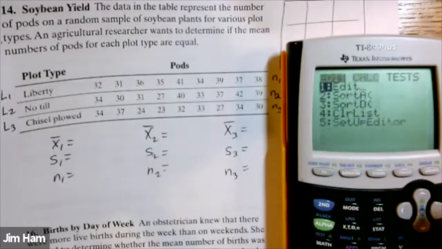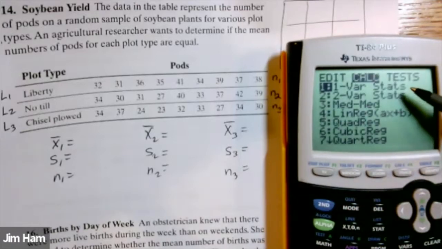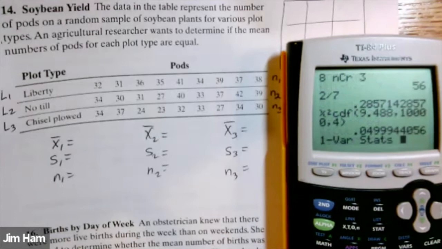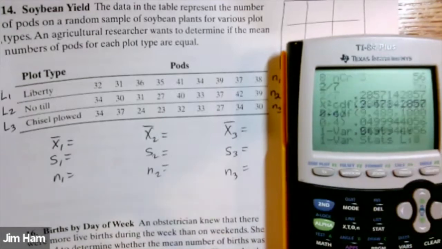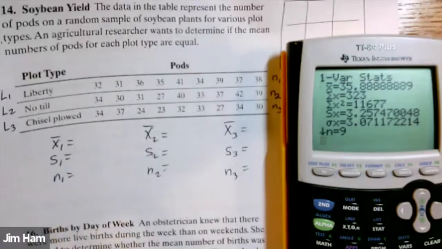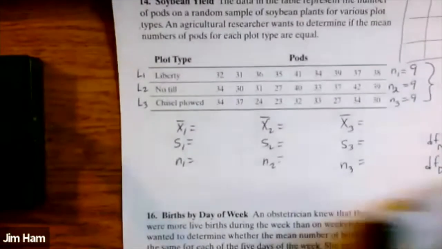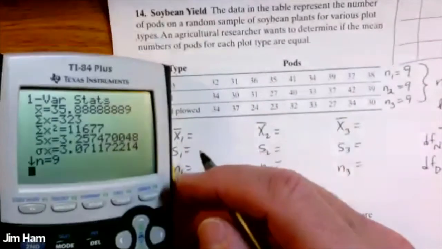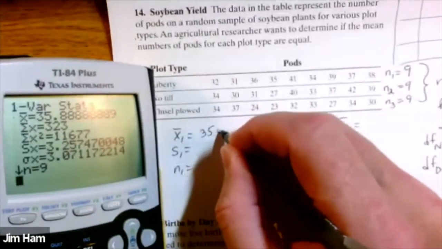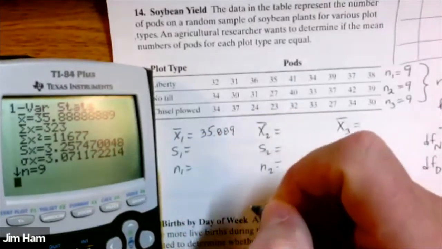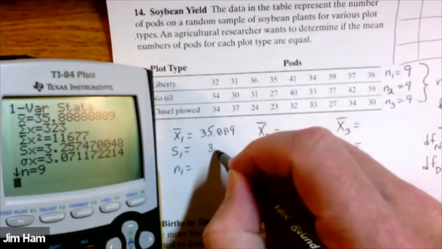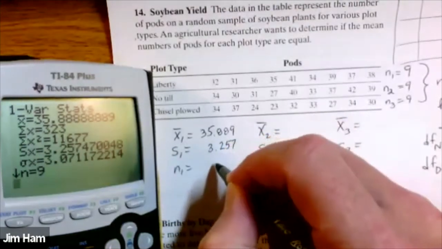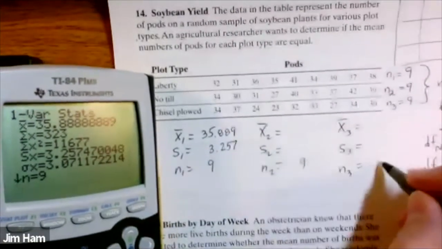If you go to stat and then one variable statistics, you just have to change the list that you're doing the single variable statistics for. So the first time through, I'm going to choose my X list to be L1, and then I'll write down the mean and the standard deviation and the sample size of the first group. So let's see, 35 point, and I'll go 3 decimal places. Standard deviation, 3.257, and we know that the sample size is 9 for each of the 3 groups.